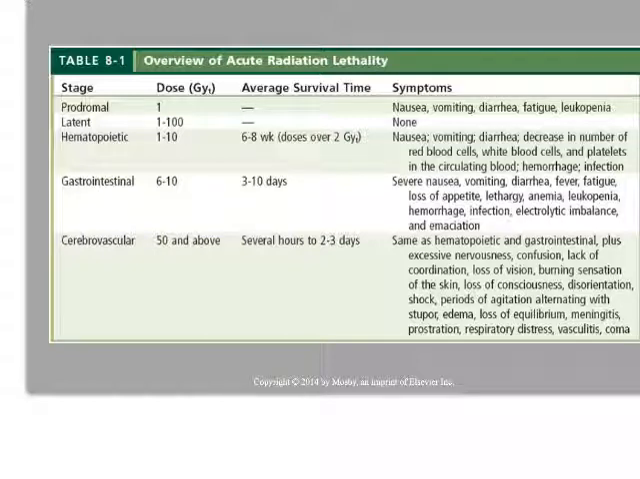Finally, the CNS syndrome is doses at 50 gray or higher, and the maximum survival time for this is 3 days. You have the same prodromal effects, but the latent period is much shorter. And ultimately, you have all of this fun stuff you get to experience of excessive nervousness, confusion, loss of vision, loss of consciousness, shock, agitation, loss of equilibrium. Plus, generally, your heart just stops working. Your brain stops telling your heart to beat.